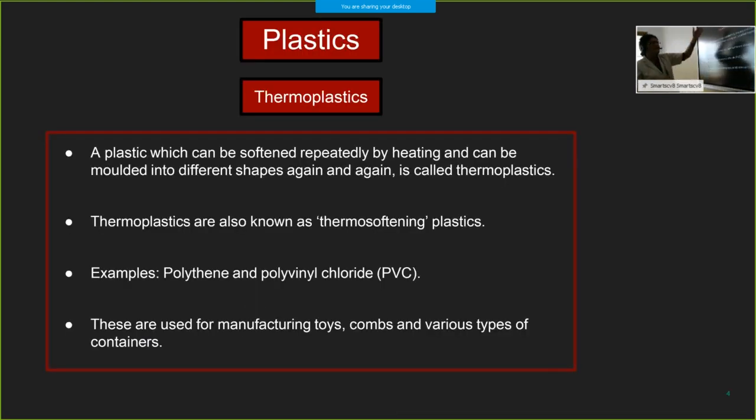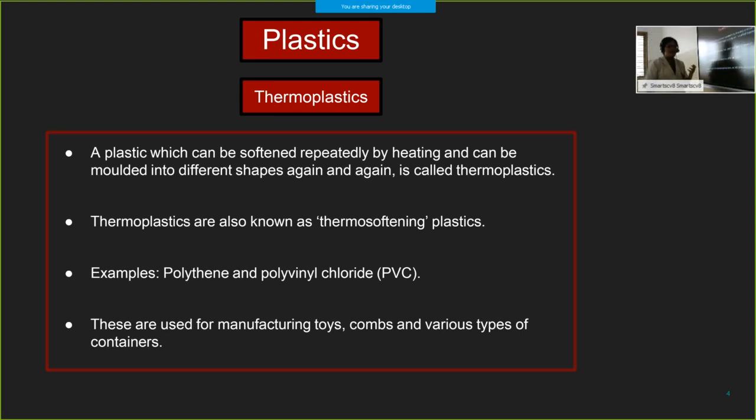Okay, so definition. Plastics can be classified into two: thermoplastics. What are thermoplastics? A plastic which can be softened repeatedly by heating and can be molded into different shapes again and again is called thermoplastics. Thermoplastics are also known as thermo-softening plastics. Examples: polythene and polyvinyl chloride are examples of thermoplastic.